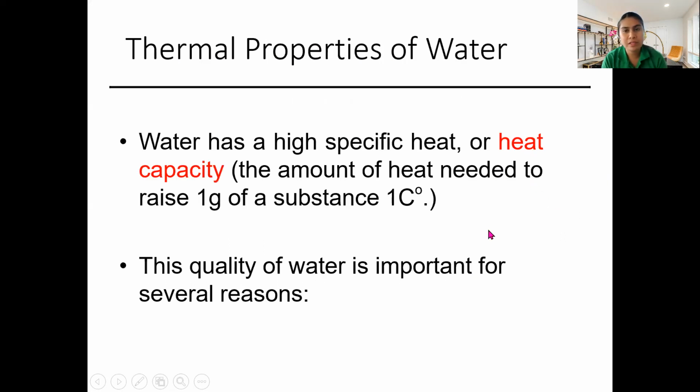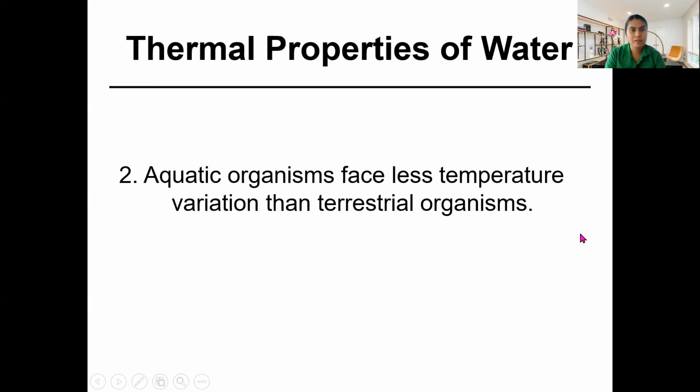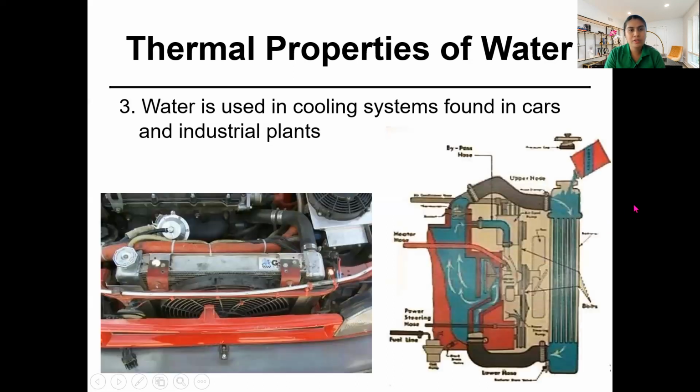Next, thermal properties of water. Water has a high specific heat or heat capacity. The amount of heat needed to raise 1 gram of a substance by 1 Celsius. This quality of water is important for several reasons. Next, aquatic organisms face less temperature variation than terrestrial organisms. Water is used in cooling systems found in cars and industrial plants.